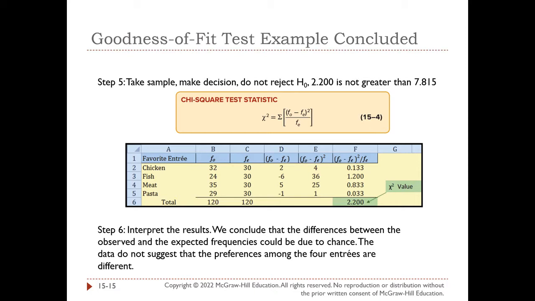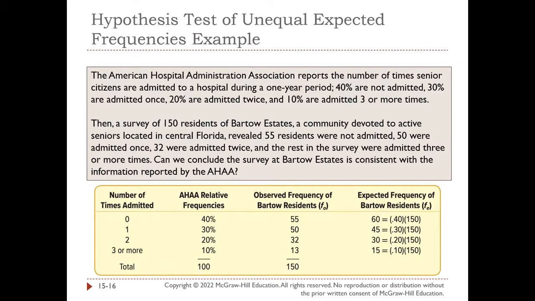Okay, since we didn't reject it, we can actually leave it up to chance. Again, chi-squares are usually used for proportions. Alright, hypothesis test of unequal expected frequency example. Okay, so this one is a little bit different. Instead of thinking that there's no difference and they're all the same when we expect it, we are actually going to show a difference.